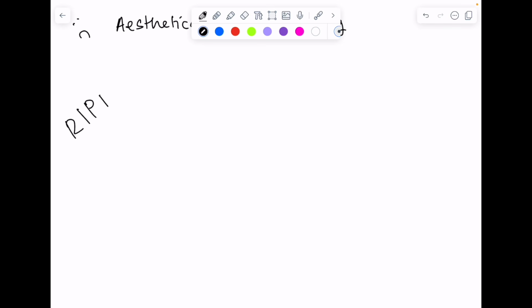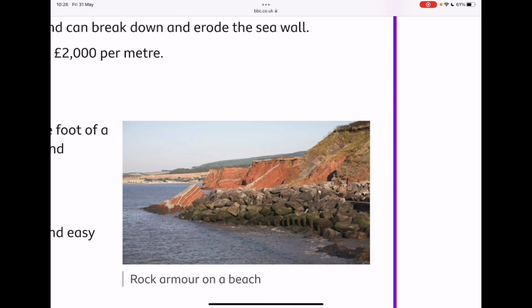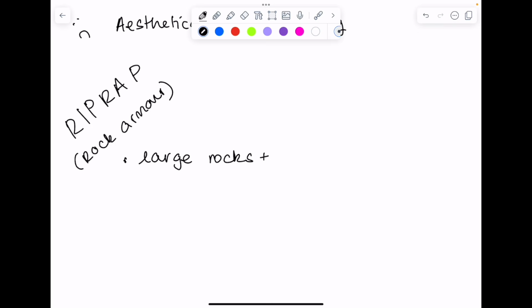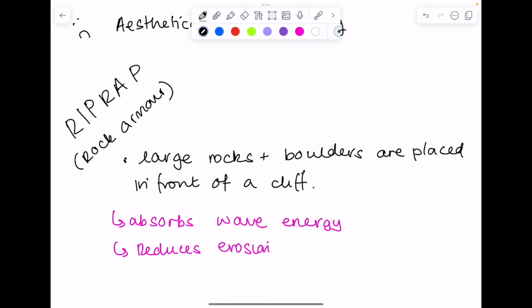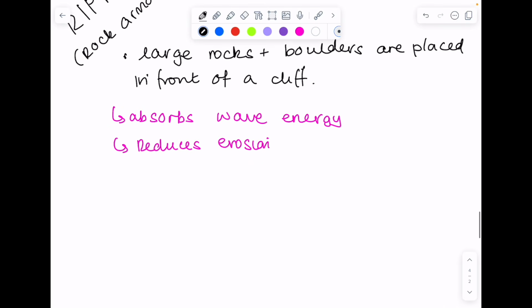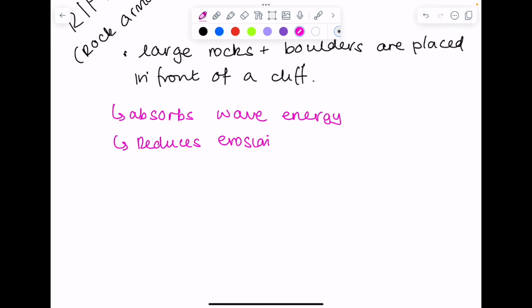Last up, riprap, rock armour. Large rocks or boulders are placed in front of the cliff. They act to absorb wave energy, reducing erosion. People tend to find this more aesthetically pleasing because they look more natural than a concrete wall. But the disadvantage is that strong waves can cause the boulders to move, meaning they need to be replaced.